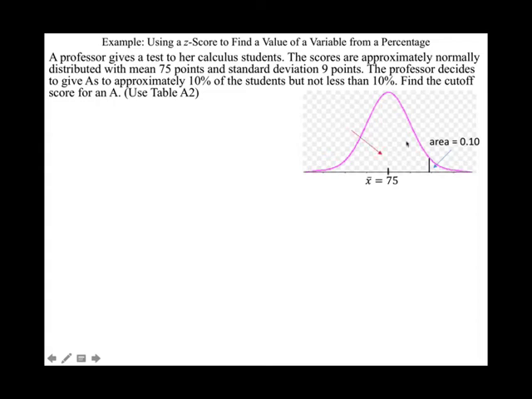So think about it. What is the area to the left if this is 0.10? Remember, what is the total area under the curve? It is equal to 1, right? The total area under the normal distribution curve is 1. And we can do 1 minus 0.10, which is 0.90. So now we know the area is 0.90. We want to find the z-score at this point.